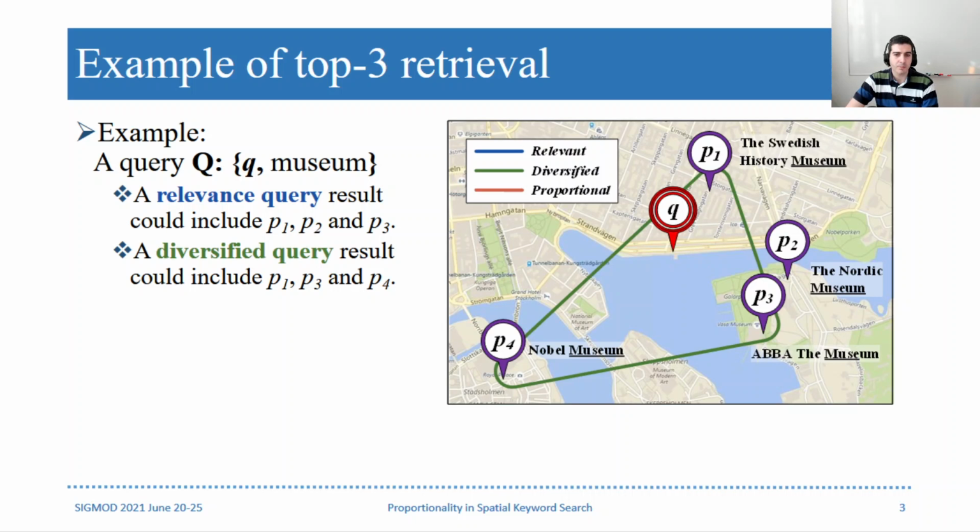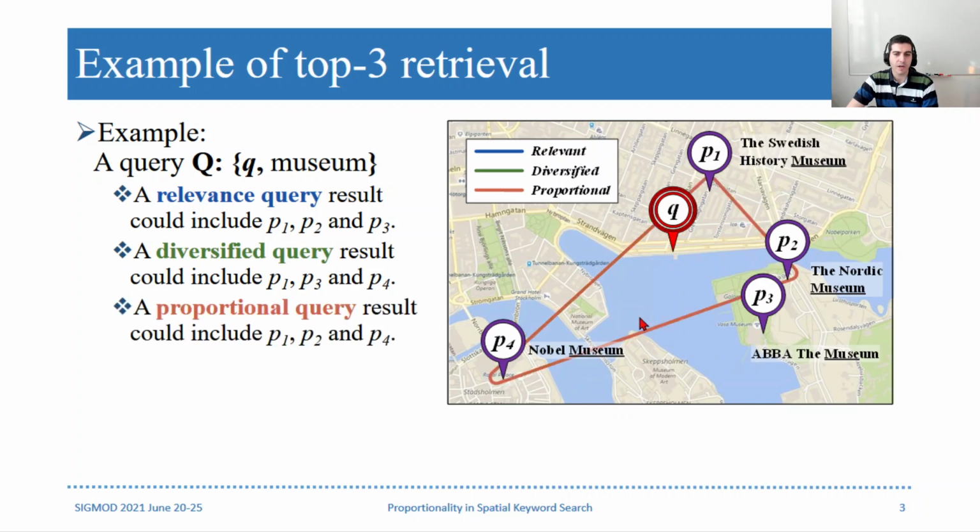This could return the places P1, 3, and 4, which are all located in different areas and are all museums of different types. This result is more varied both spatially and contextually. However, the user does not get any information about how representative these places are of the area around the query.